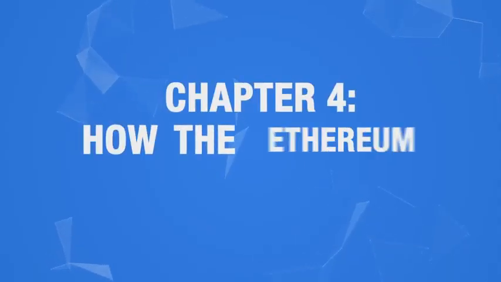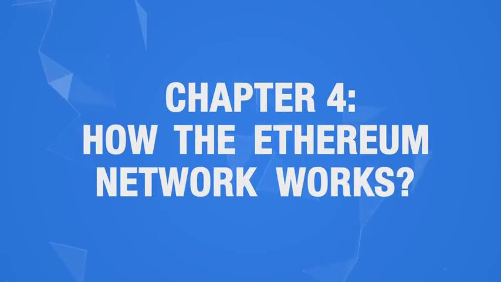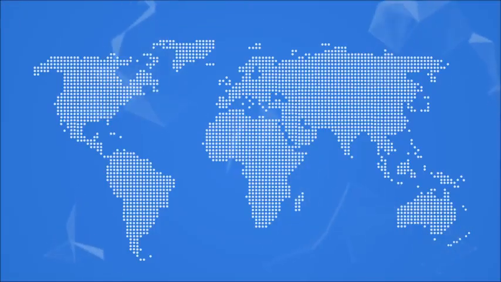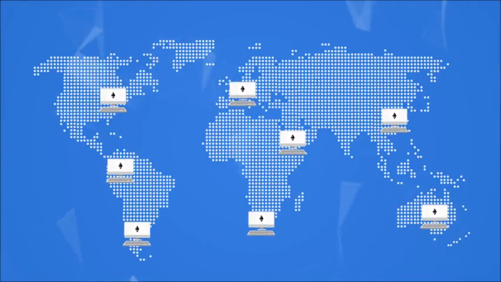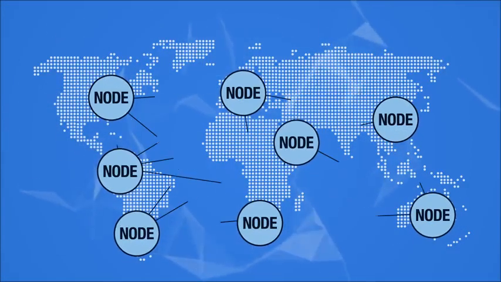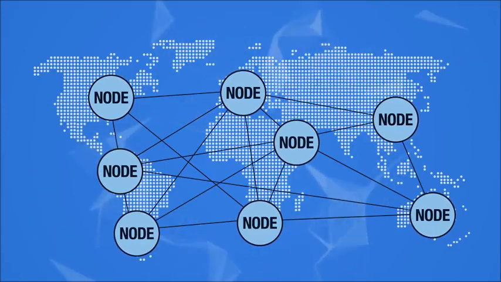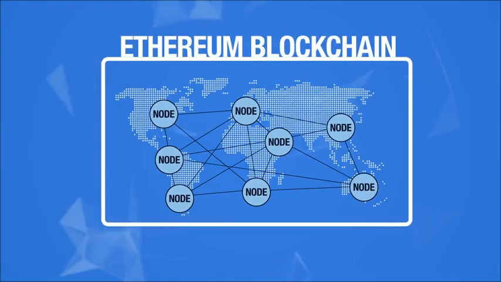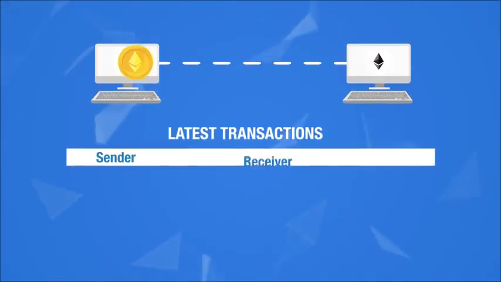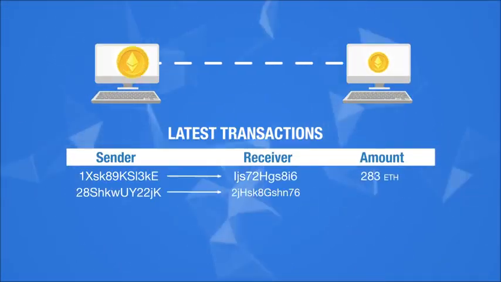Chapter 4. How the Ethereum network works. Let's break down the Ethereum network into 3 simple layers so that we can understand how it works in a nutshell conceptually. Imagine the base layer of Ethereum consists of a vast network of computers called nodes. These nodes are connected to the internet with software installed on them that runs the Ethereum blockchain. And this base layer of nodes is where transaction data is processed, validated, broadcasted, and stored.